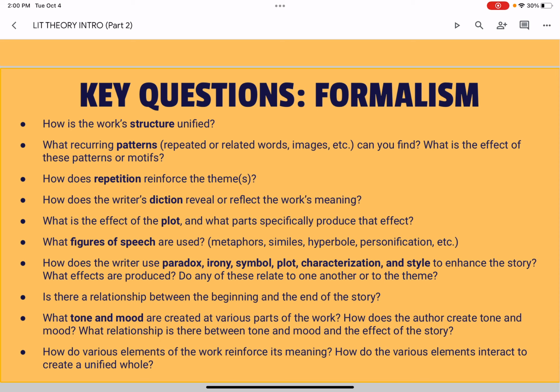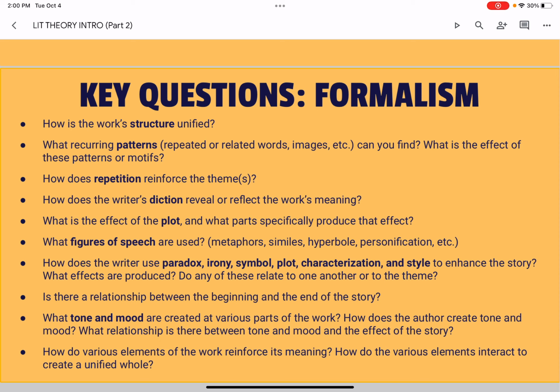Obviously in poetry, we always identify these things, but now we want to start thinking, how do they help with the theme? What is the effect of the figurative language? How does the writer's use of paradox, irony, symbol, plot, characterization, and style enhance the story? What effects are produced, and do any of these relate to one another or to the theme? Obviously, in a novel this is really important, and in a play or a poem, these things can still be there as well. Is there a relationship between the beginning and the end of the story?